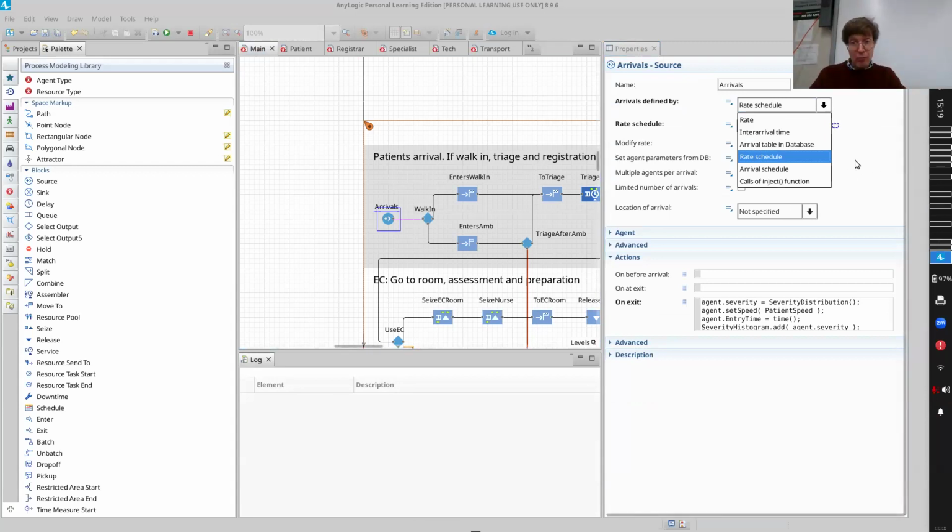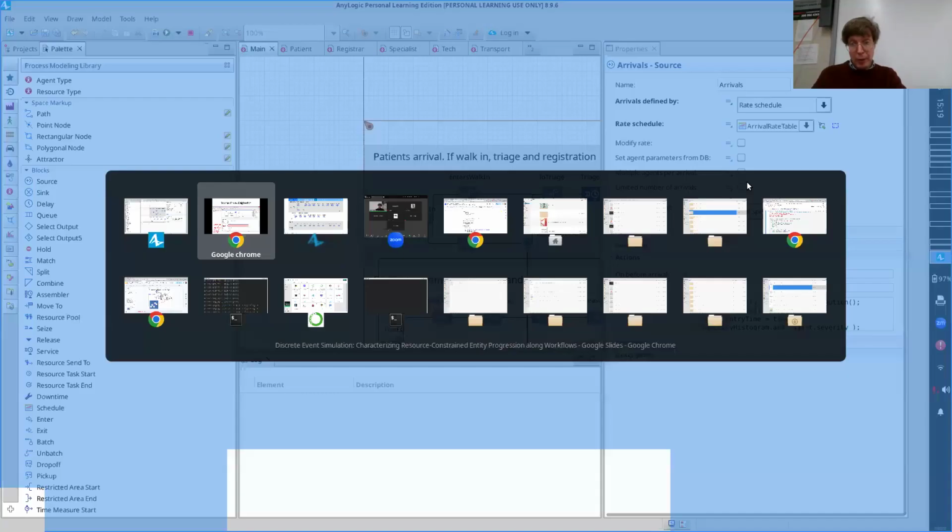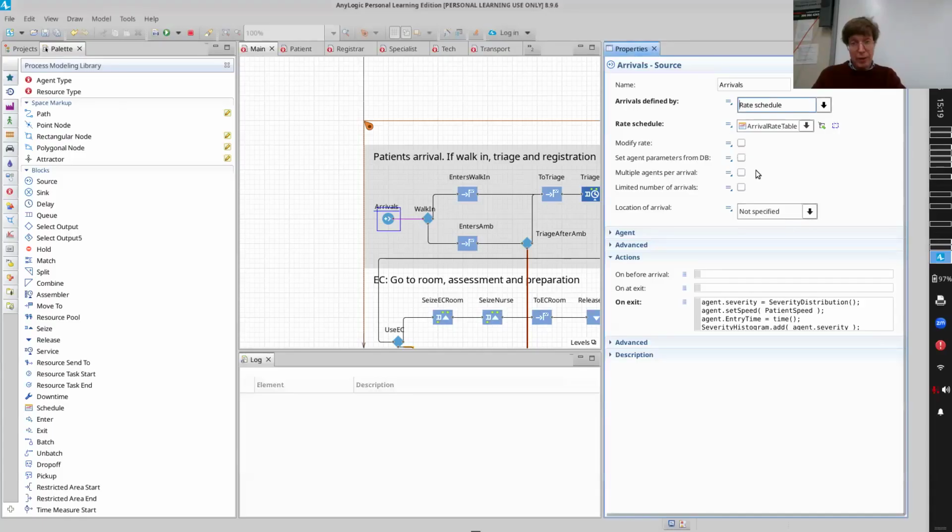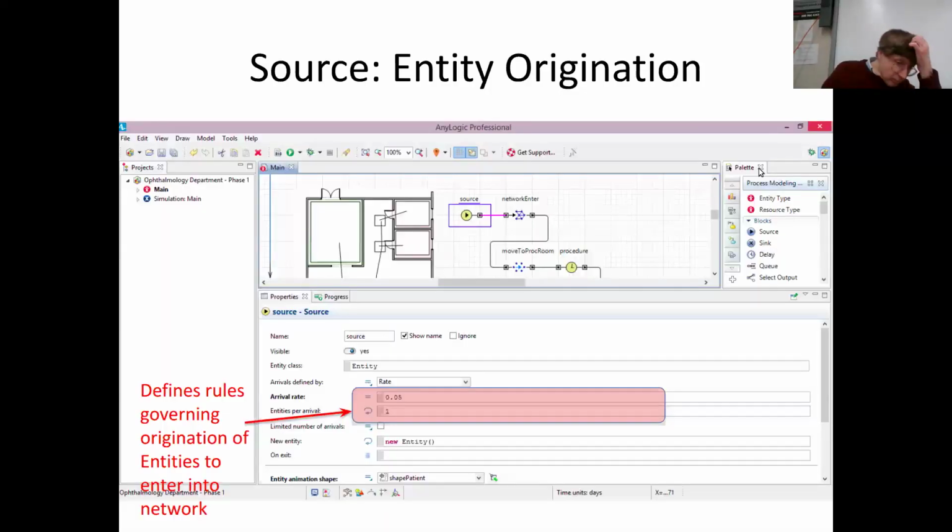Note again that you can have a rate schedule specified by the schedule. That's what we saw just about 2 minutes ago. Or an arrival schedule when they, I think that may be, when particular ones arrive. I'd have to check that. As you could say, location of arrival. And here there's some ability to group things, say multiple agents arrive at once, etc.